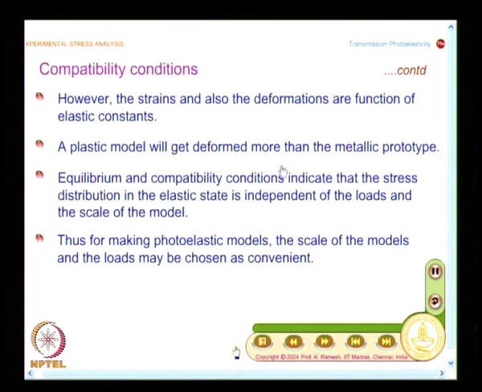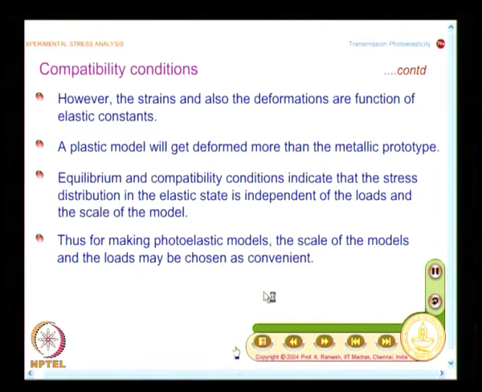The first and foremost advantage from elasticity equations is that the stress distribution is independent of the loads and the scale of the model, when we look at in-plane problems with body force remaining constant.